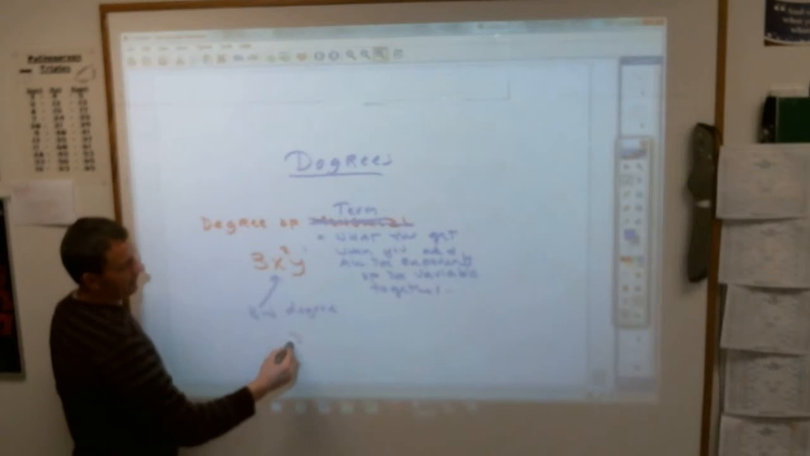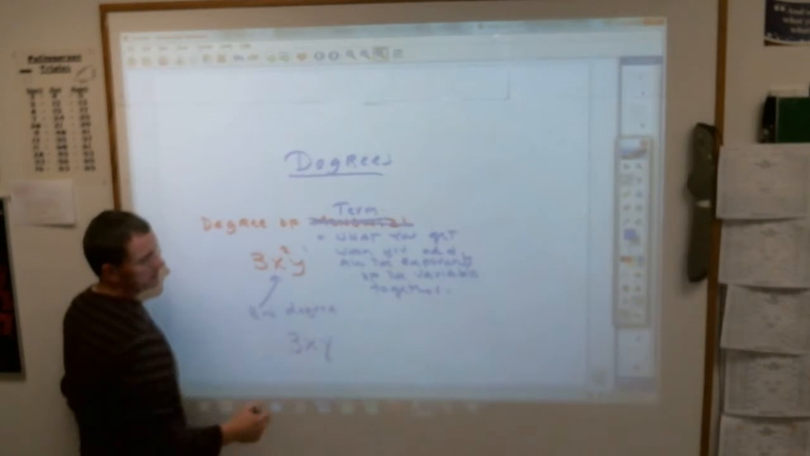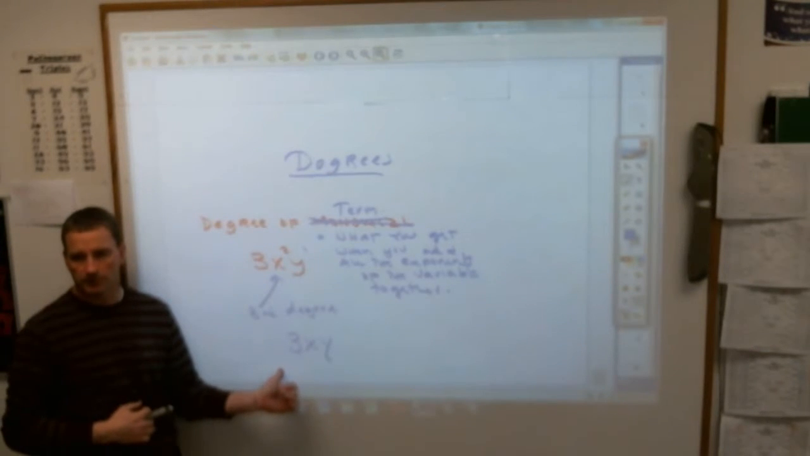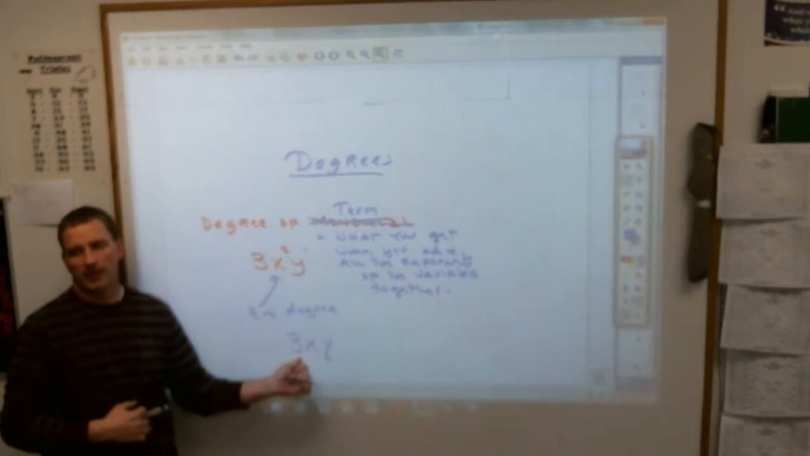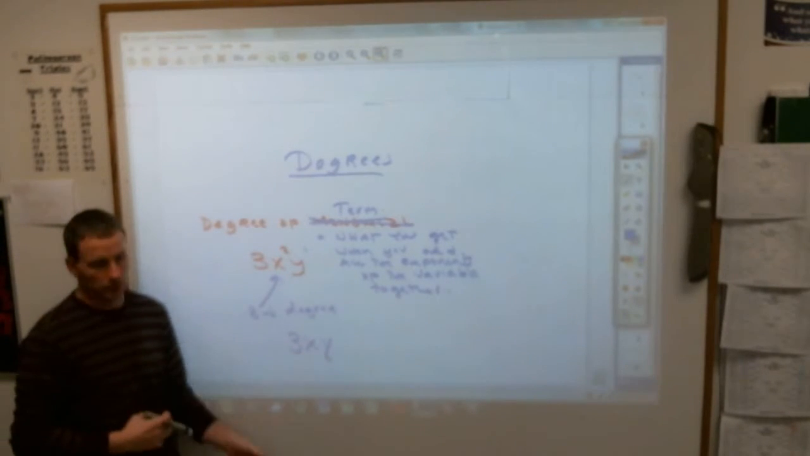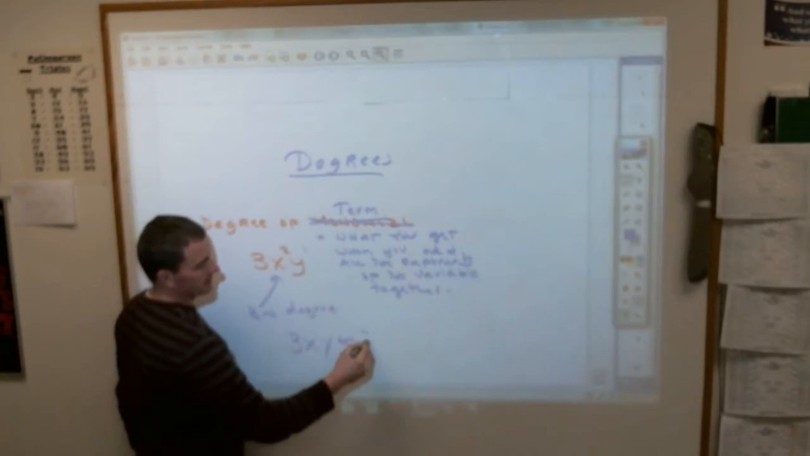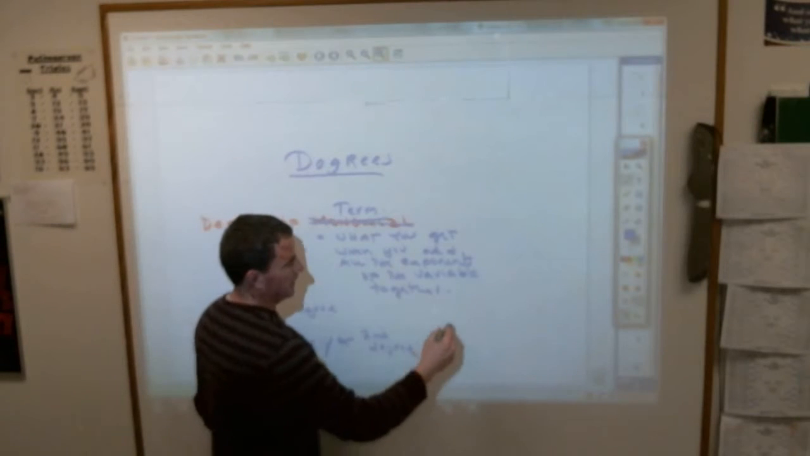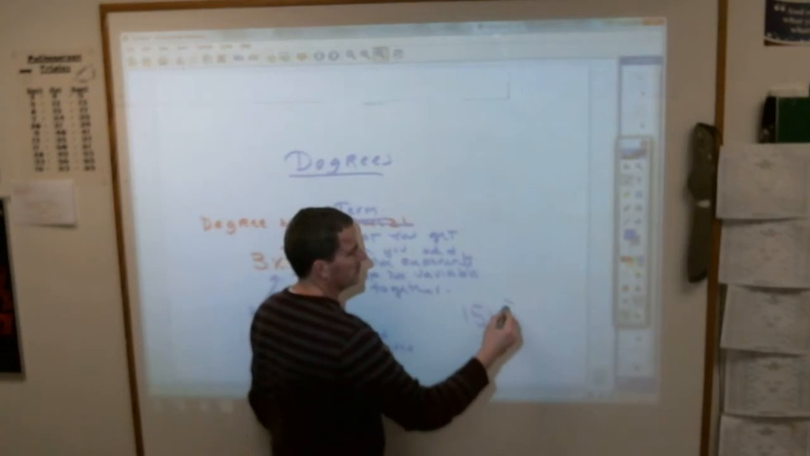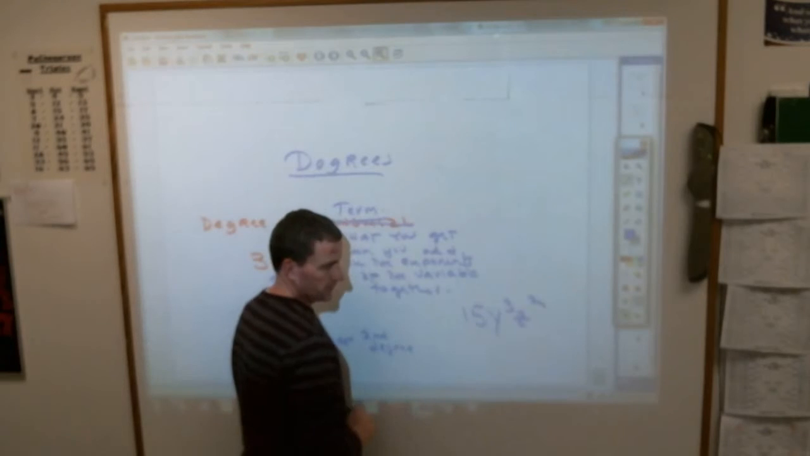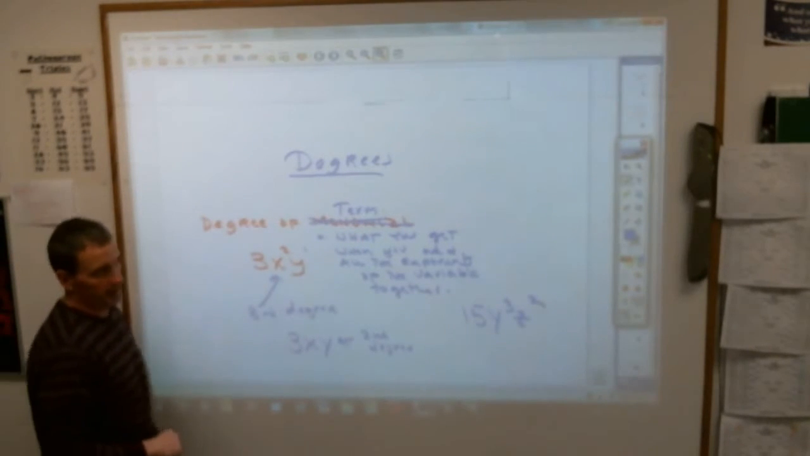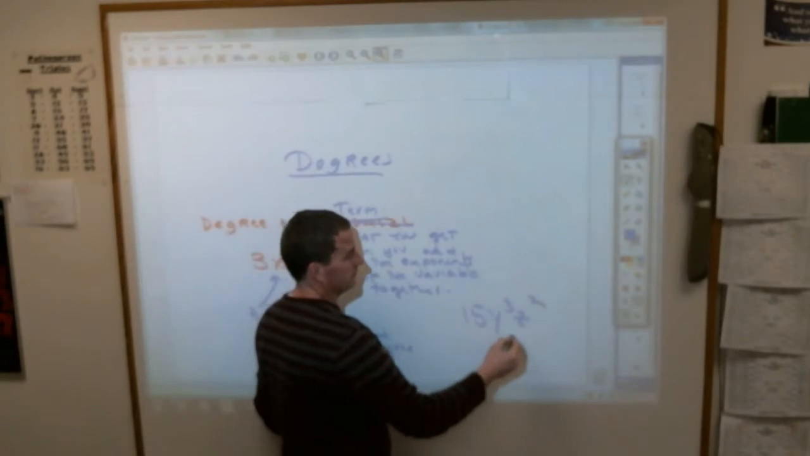Okay. If I had 3xy, you look at the letters, only the letters, not the numbers. If you add their exponents together of the x and the y, what do you get, Brooke, Kala? 2. This is a second degree term. If I have 15y cubed z squared, what would be the degree of that term? Alex? Fifth degree. Fifth degree.